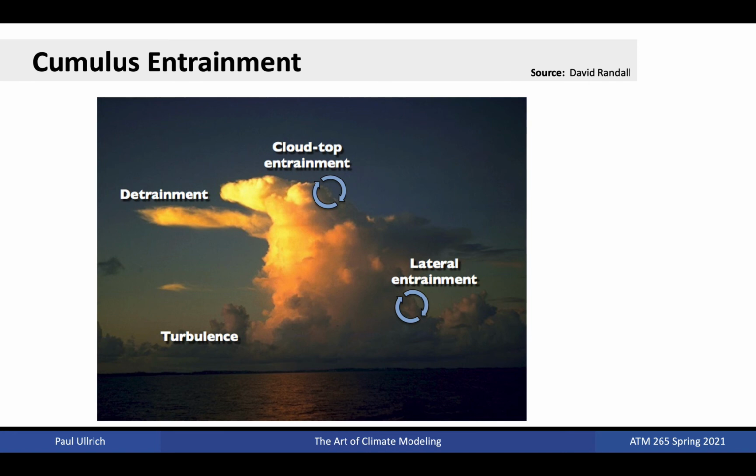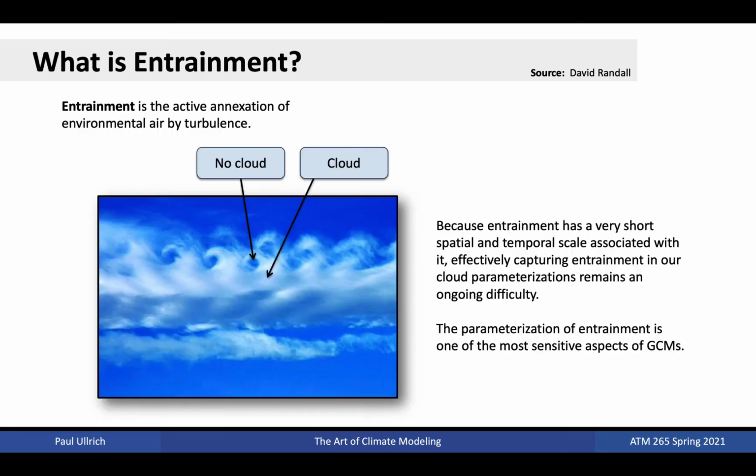We've already discussed the turbulence parameterization in the previous section, but what about entrainment? Put simply, entrainment refers to the active annexation of environmental air by turbulence. The mixing of air within a convective plume and the surrounding environment can occur on both fine and coarse scales, making it very difficult to parameterize. Entrainment is also fundamental in defining the characteristics of the convective plume, and so important in determining the character of the resulting cloud.